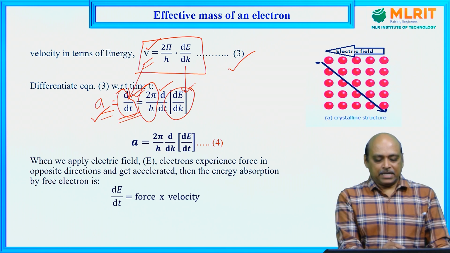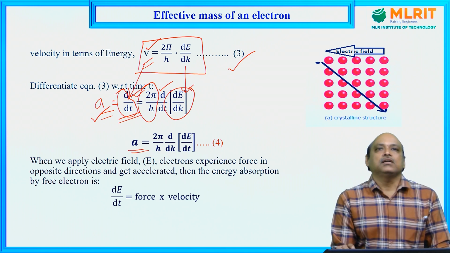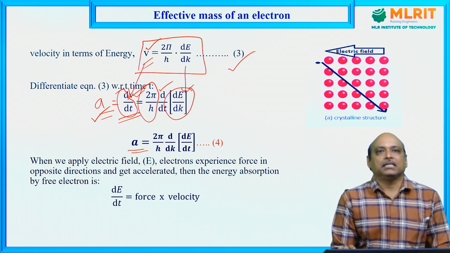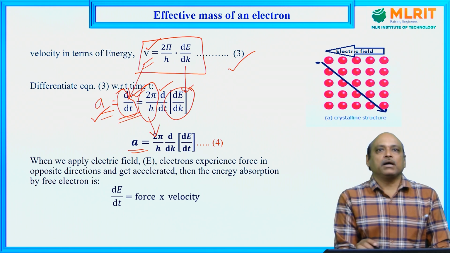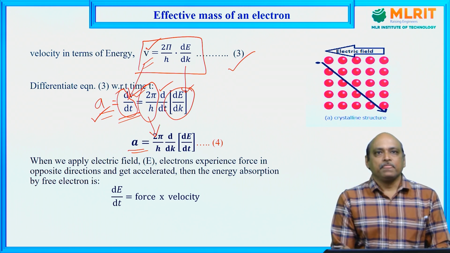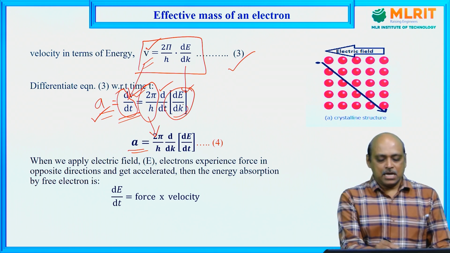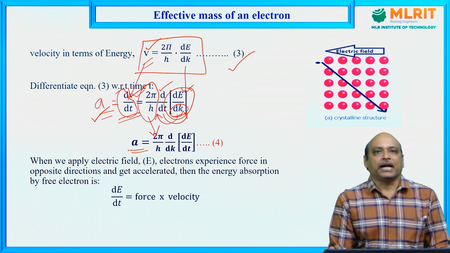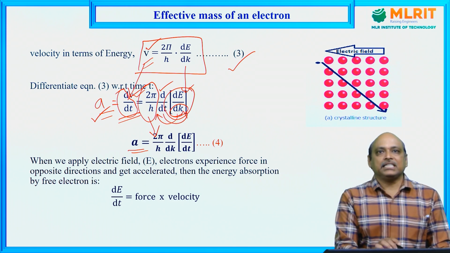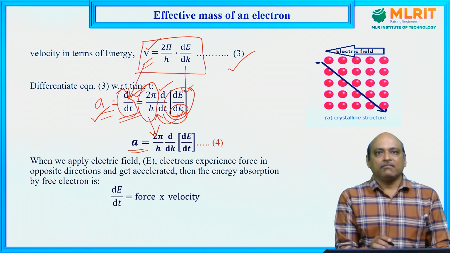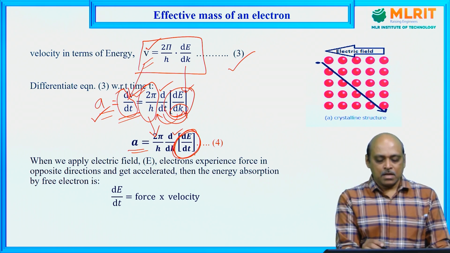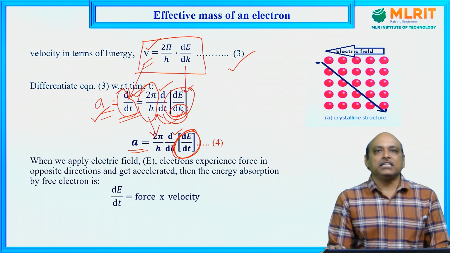Now by taking as like this, the acceleration of the moving particle can be written from the above equation as 2 pi by h as it is. Here what I am doing is taking dk outside and dt inside. That's why by interchanging dk and dt, we can write here d by dk of dE by dt.